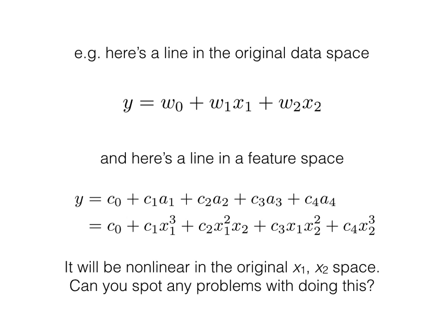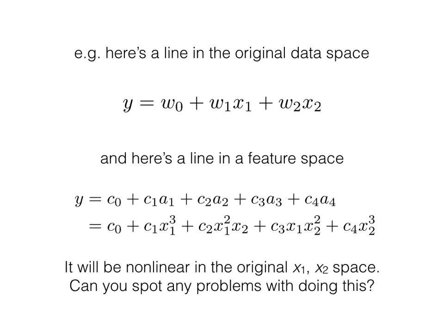What a line looks like in our original data space would be like this first equation: y equals w0 plus w1x1 plus w2x2. That's just a line.